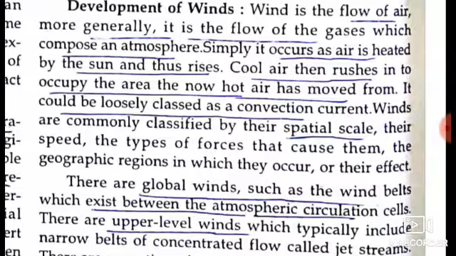Winds are commonly classified by their spatial scale, their speed, and the types of forces that cause them, the geographic regions in which they occur, or their effect. There are global winds such as wind belts which exist between the atmospheric circulation cells. There are upper level winds which typically include narrow belts of concentrated flow called jet streams.